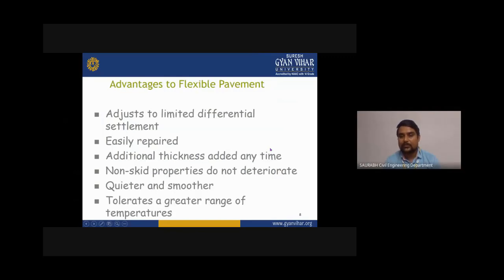Now we will see the advantages of a flexible pavement. It adjusts to limited differential settlement, is easily repaired, additional thickness can be added at any time, non-skid properties do not deteriorate, and it is quieter and smoother. Tolerance to a greater range of temperature is also an advantage of the flexible pavement.